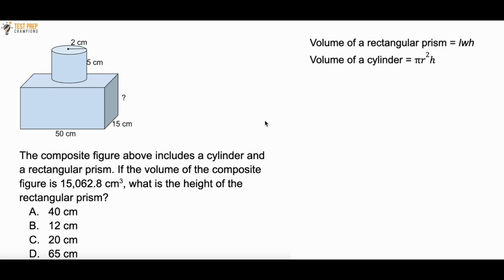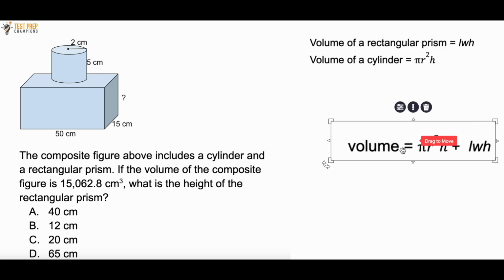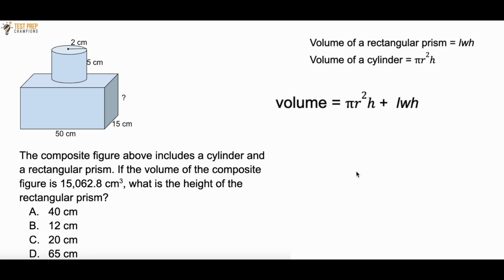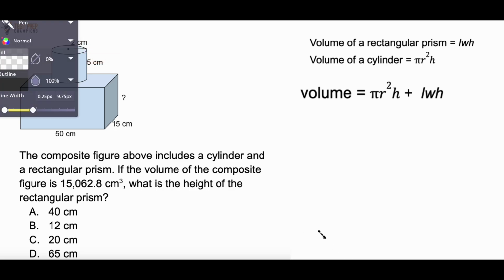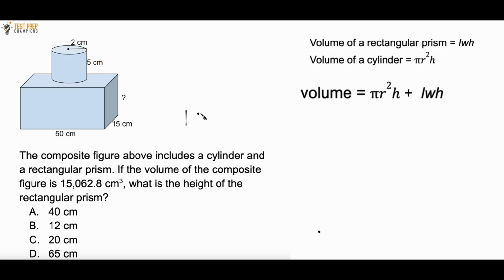So what we're going to do here is start by looking at how we would calculate the volume. To get the volume, you would do the volume of the cylinder, pi r squared h, and then you would add the volume of the rectangular prism, which is length times width times height. But in this case, this is a little bit of a different question because we already know the volume.